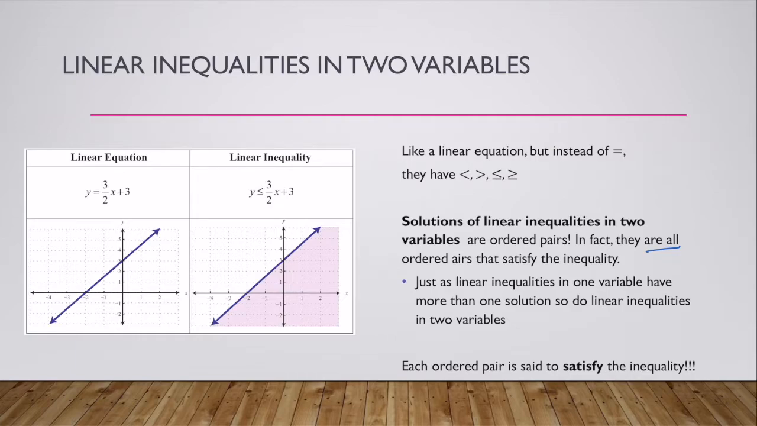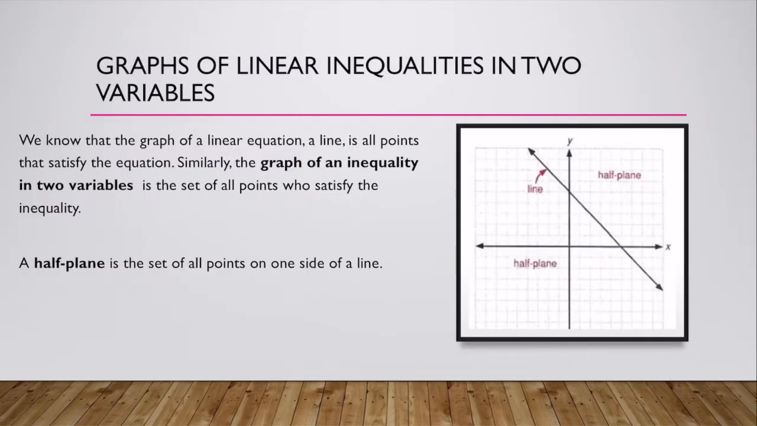That means we're going to end up shading one half of our coordinate plane, also called a half plane, because every single point over here would satisfy this inequality, not just the points on the line. We know that the graph of a linear equation, a line, is all points that satisfy the equation, but for an inequality, it's the set of all points that satisfy the inequality, and that's going to be a half plane. So that's going to be one of the sides of our plane.